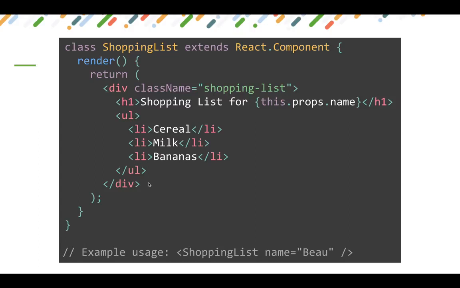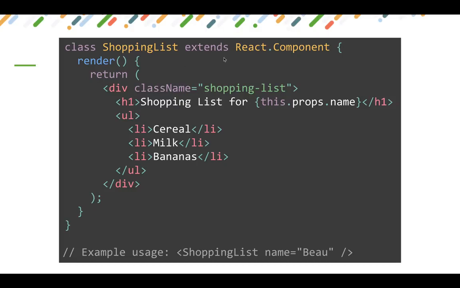And JSX comes with the full power of JavaScript. You can put any JavaScript expressions within braces. So you can see these braces where it says this.props.name. This is getting the props, which are kind of like a variable. And you can see the example usage.